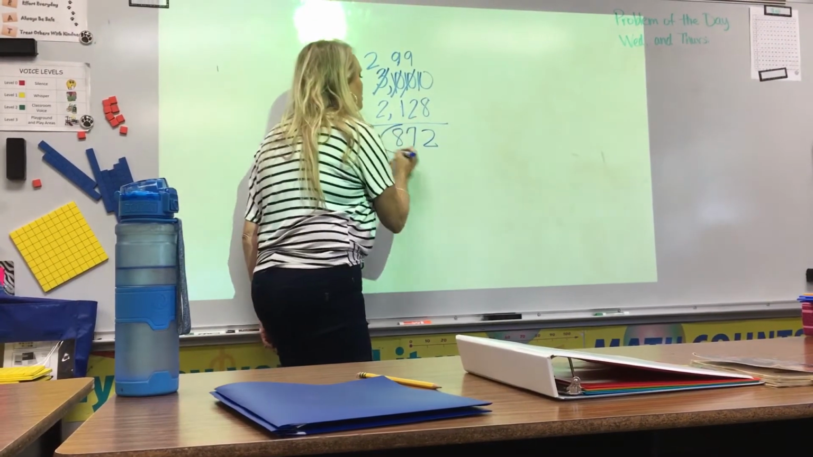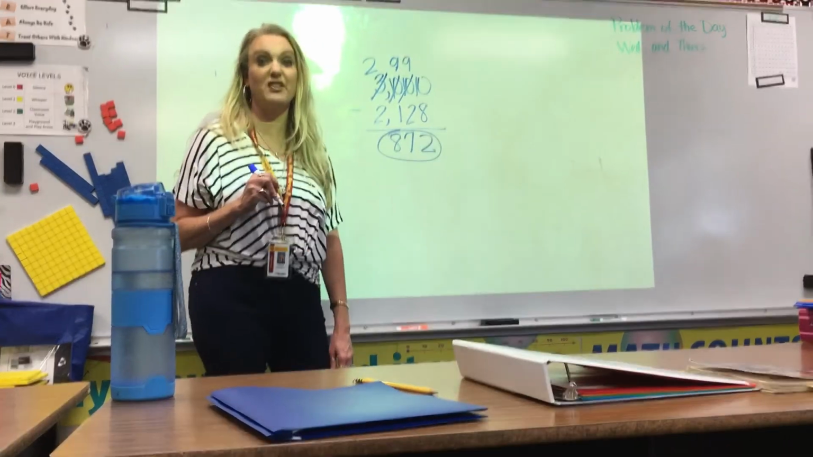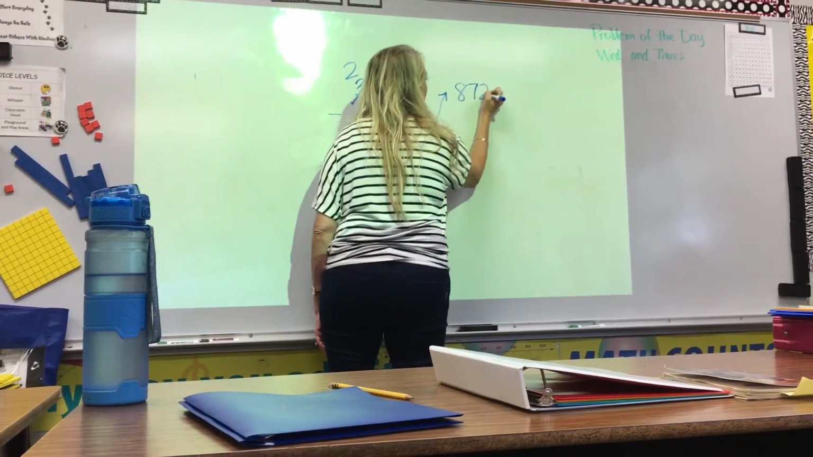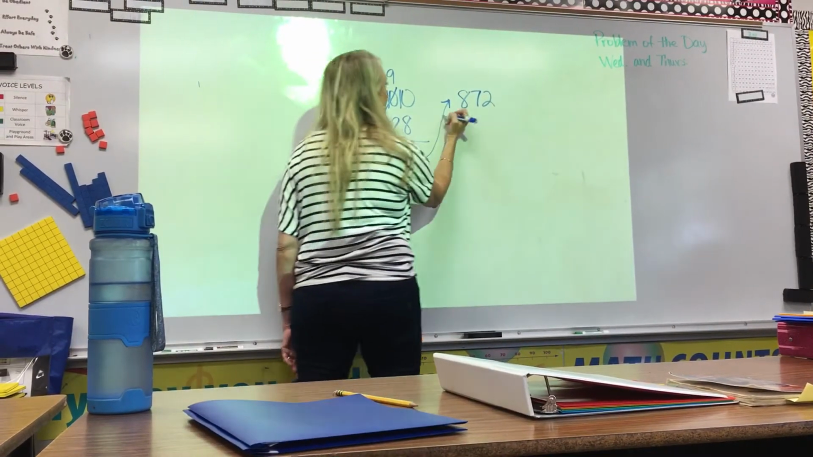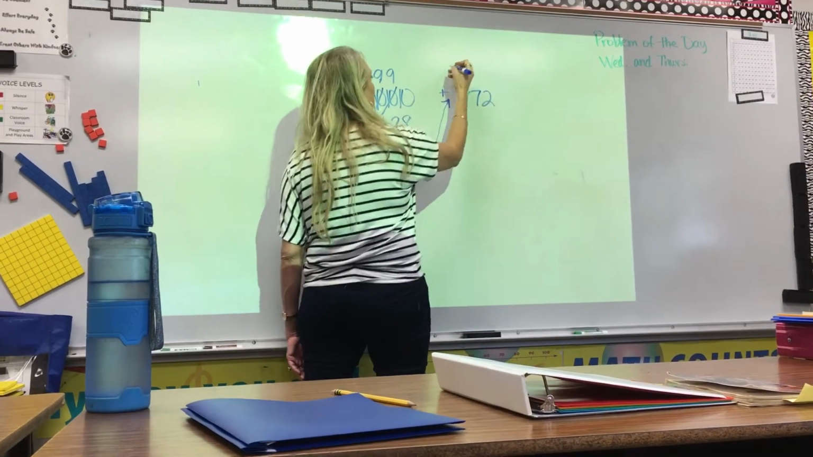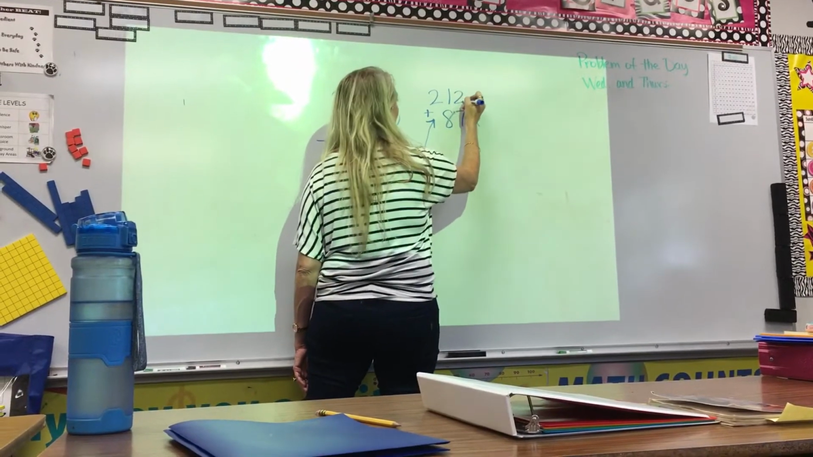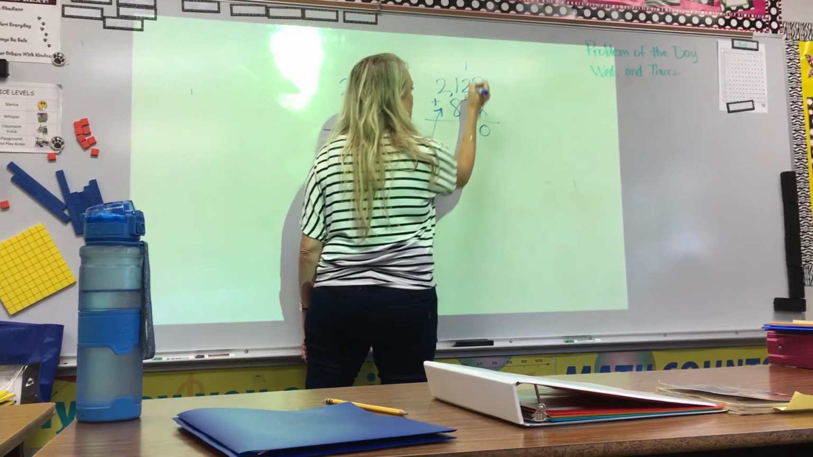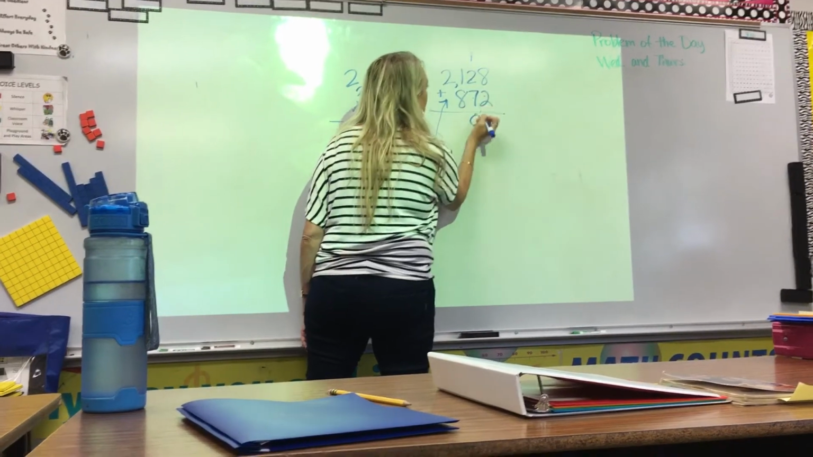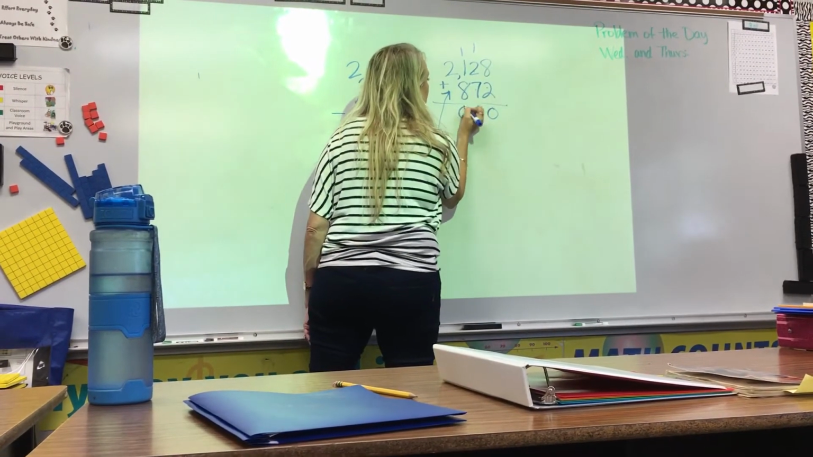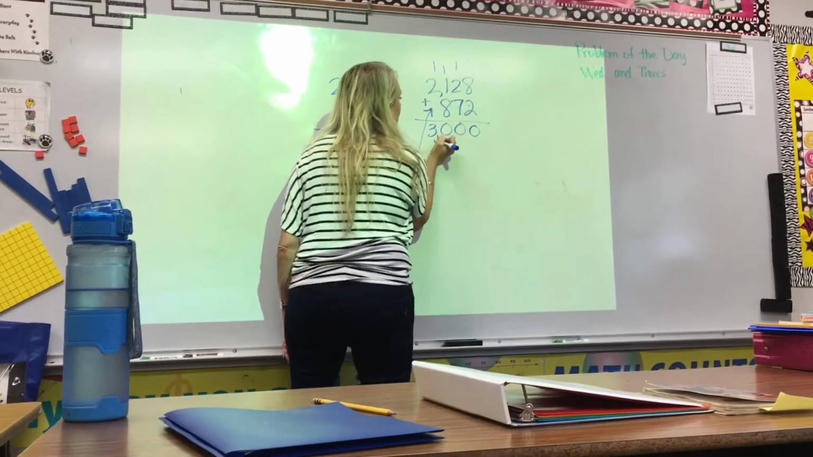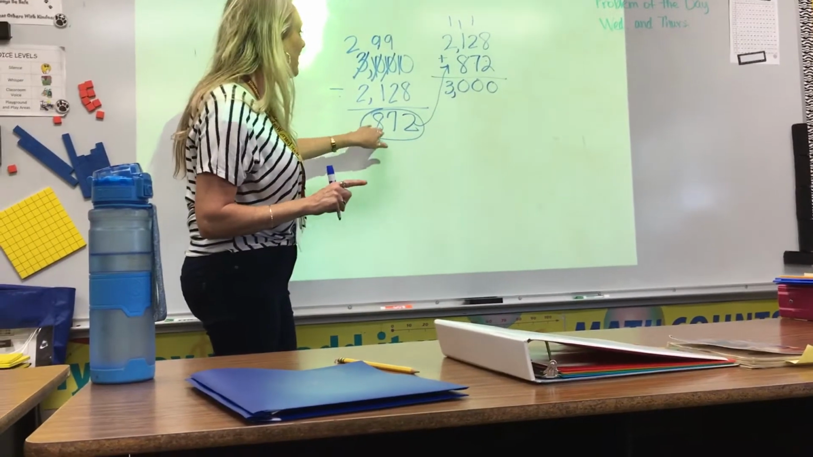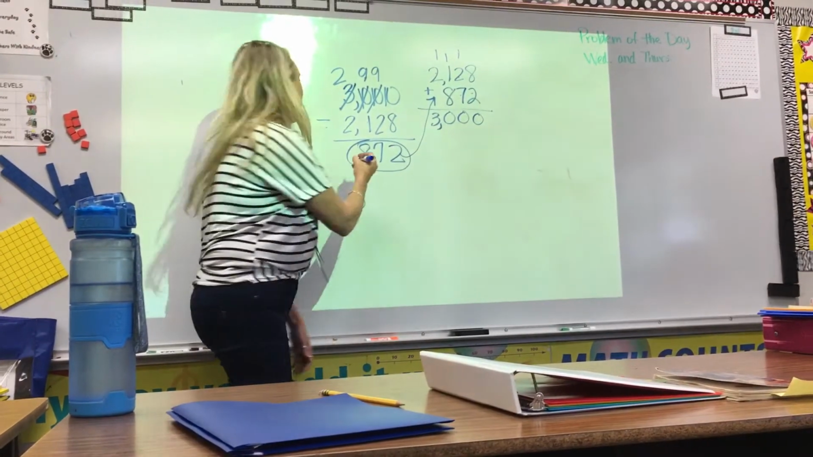So my answer, I think, is 872. But I need to double check. So I take my 872. And if you want to, if it makes you feel better, if it's a larger number, you still may put it on top. 8, 9, 10. 7, 8, 9, 10. 8, 9, 10. 2 plus 1 is 3. Did I get my top answer? Yes. Yes, I did. So my number that I circled is correct.